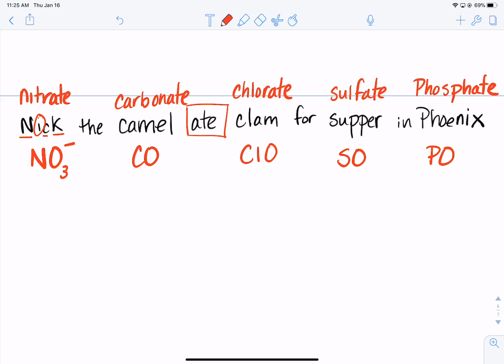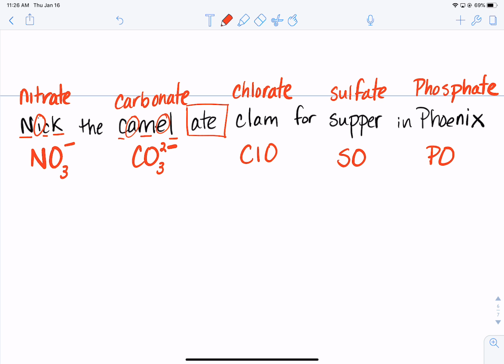Camel. How many consonants are in camel? 1, 2, 3. Guess how many oxygens there are in carbonate? 3. All right, how many vowels are in camel? 1, 2. Guess what the charge is for camel? Negative 2. Isn't that cool? Nice, easy way to memorize.